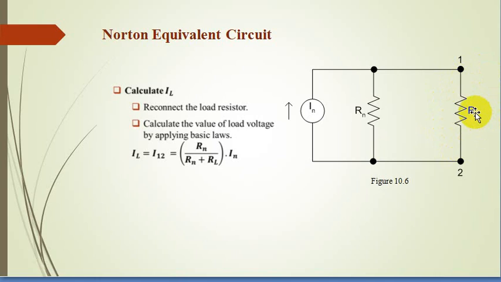After reconnecting the load resistance, we are going to calculate the circuit parameters like load current and load voltage. For that purpose, again we apply whichever law is convenient for us according to the circuit diagram. So here we have a very simple circuit, because the target of our Norton and Thevenin theorem is to simplify the circuit. So we calculate the load current very easily by applying the current divider rule. According to the current divider rule, the value of the load current is the same here, and by applying Ohm's law we can find out the load voltage.